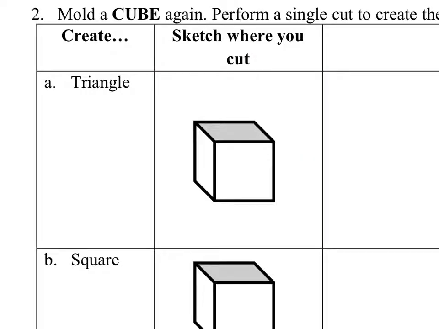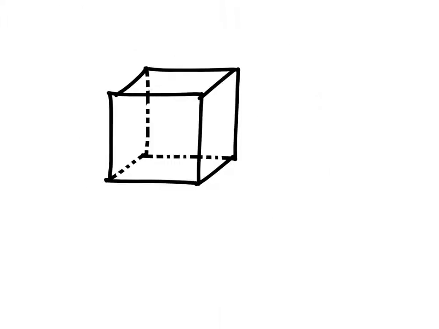Alright, so in these ones, we're just looking to see if we can cut this thing up to create different types of cross sections. In this one, we are going to cut this up to make a triangle, and then we'll move on to the square in the other ones. Alright, so I need a triangular face.